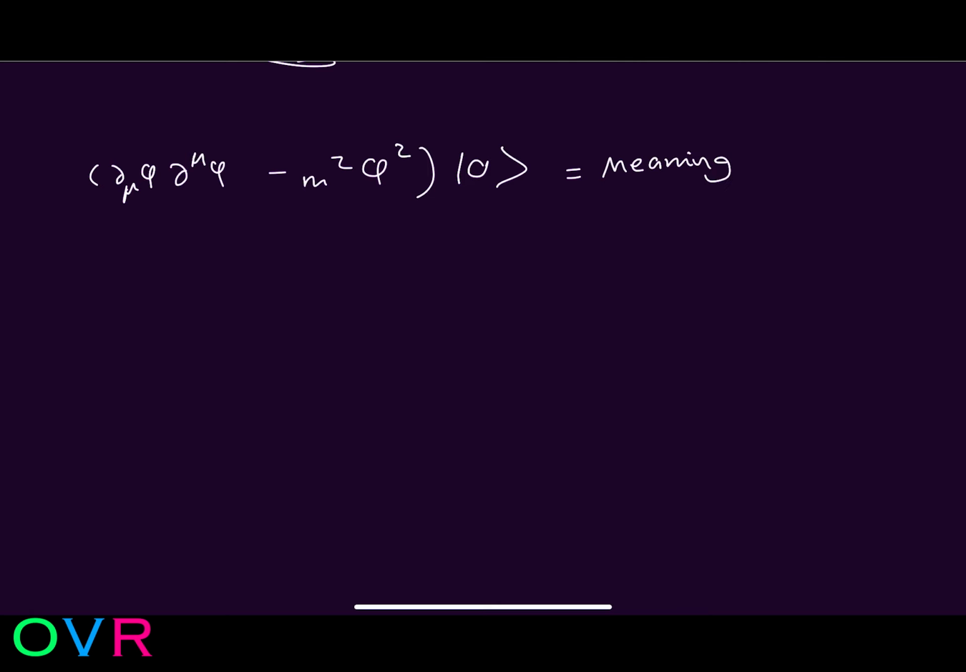Now we would like to see what is the meaning of these interaction terms. So we have the free theory, and if we acted on the vacuum, then what is the meaning? Well, let's talk about phi squared. We already know how to expand phi in terms of creation and annihilation operators. I'm just going to write down the integral over momenta.